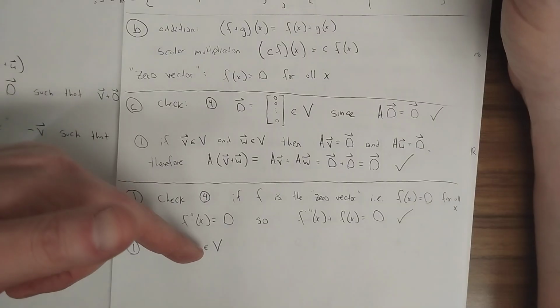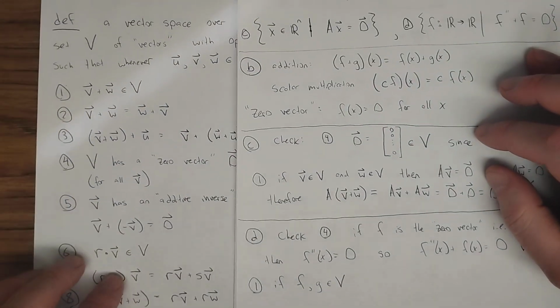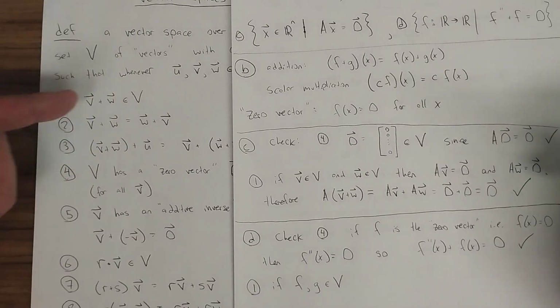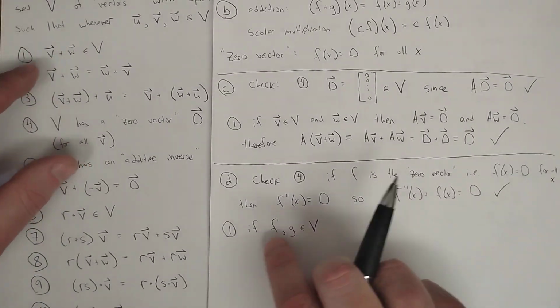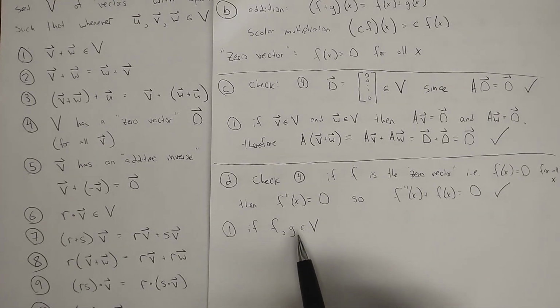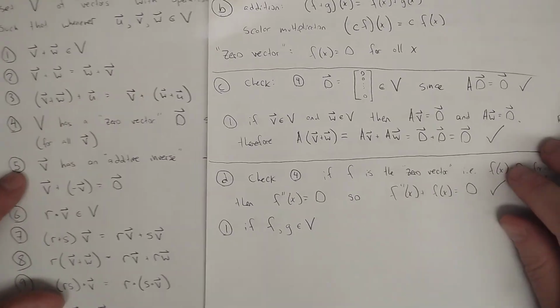So in property 1, we were calling these v and w, but I'm talking about functions now, so let me call them f and g instead. But in any case, I'm supposed to be able to take two of my vectors in my vector space and verify that when I add them together, I get another vector in my vector space.